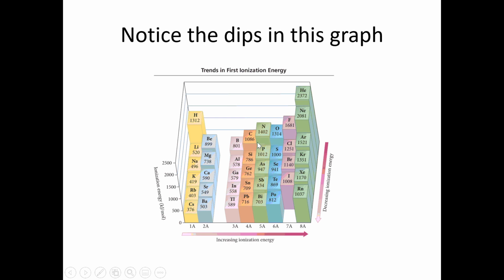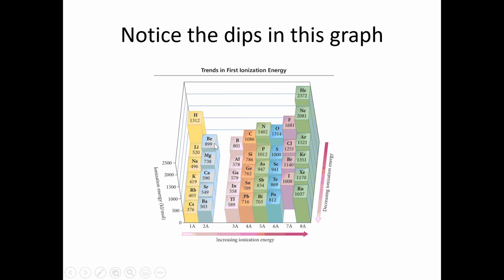And then last thing, I'm going to talk about some exceptions to the trends here. If you look at this trend, in general, going across a row, we say the ionization energy increases, right? But there's actually some dips along the way. It's not just a straight increase across the row. There's a little dip right here, and there's a little dip right here. So we're going to talk about what explains these little dips.